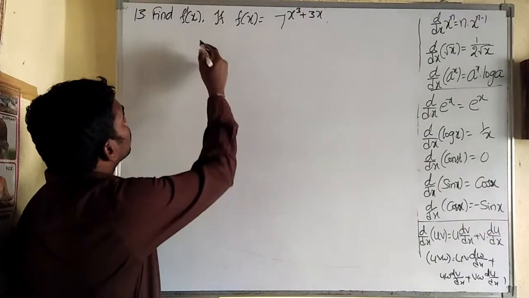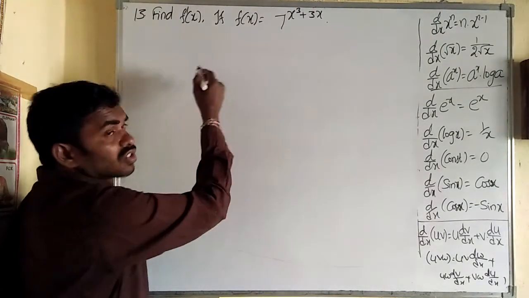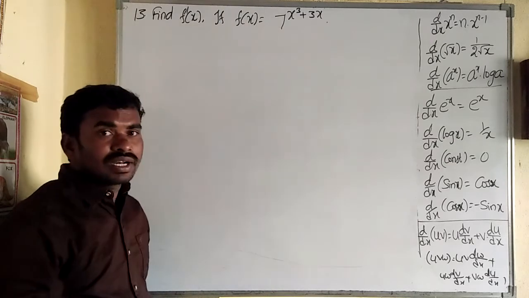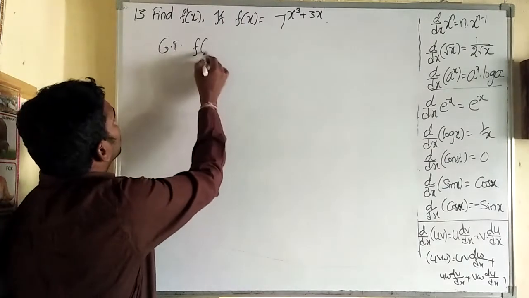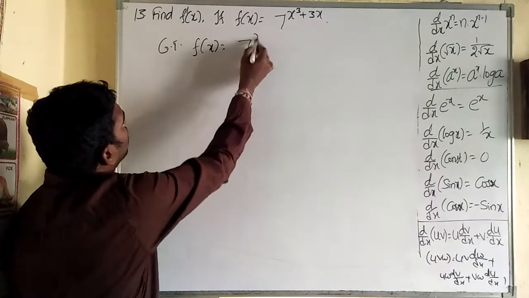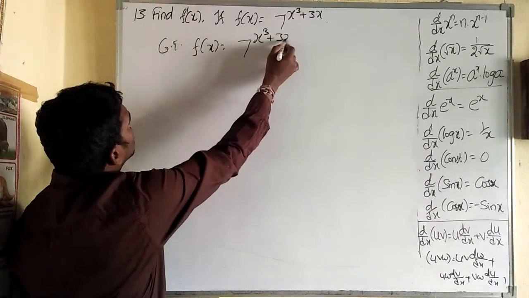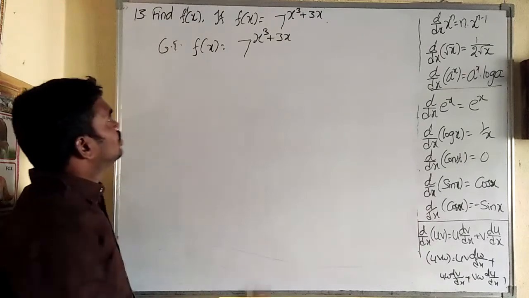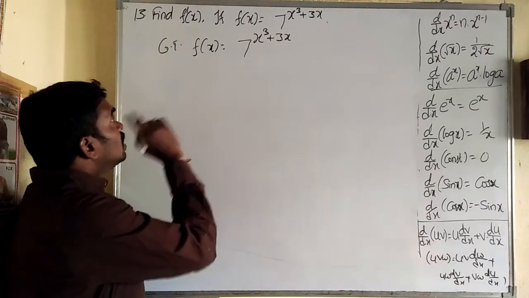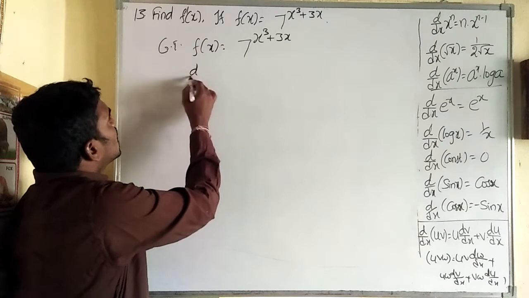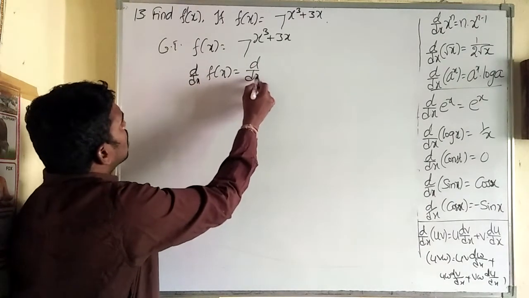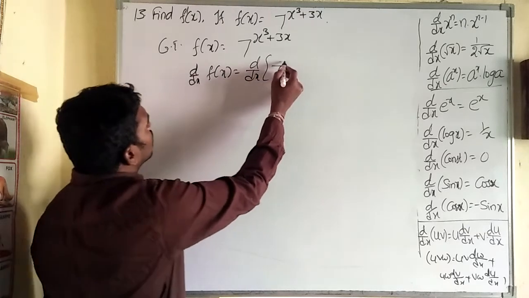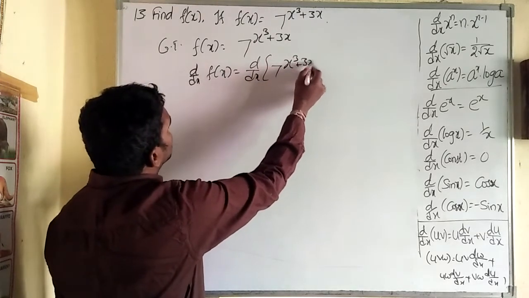Next, the 13th one: find f dash of x if f of x is equal to 7 power x cube plus 3x. First, as given, write down f of x is equal to 7 power x cube plus 3x. Write it neatly. To find f dash of x, taking derivative on both sides: d by dx of f of x is equal to d by dx of 7 power x cube plus 3x.